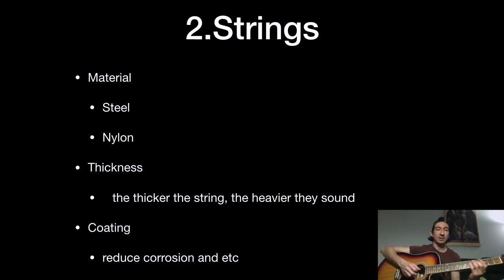Then also the coating. There are different kinds of coating of strings, but the major role of the coating is that it protects the strings from corrosion and sweaty fingers and dust and whatever is going around.